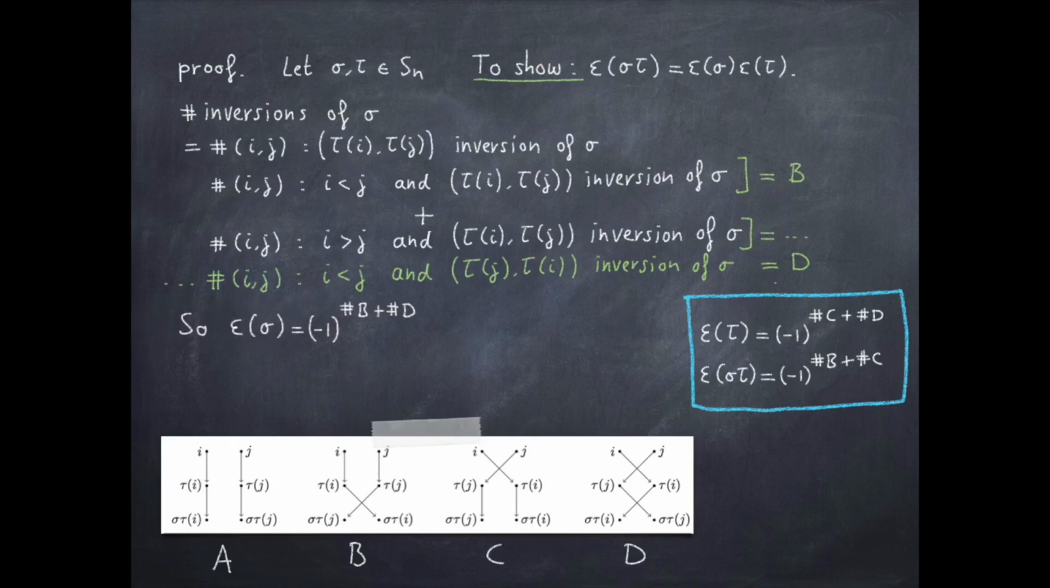So now we can conclude that the number of inversions of sigma is equal to the number of elements in B plus the number of elements in D. That is, the sign of sigma, epsilon sigma, is equal to minus 1 to the number of elements of B plus the number of elements in D. A small calculation now shows that epsilon sigma times epsilon tau is equal to epsilon of sigma tau, and this concludes the proof.